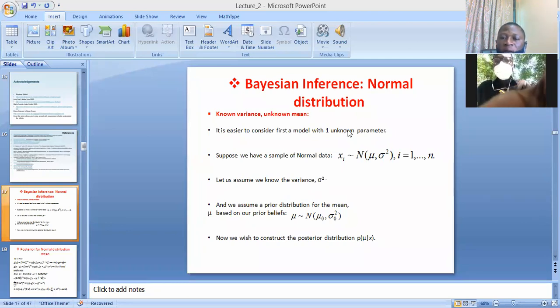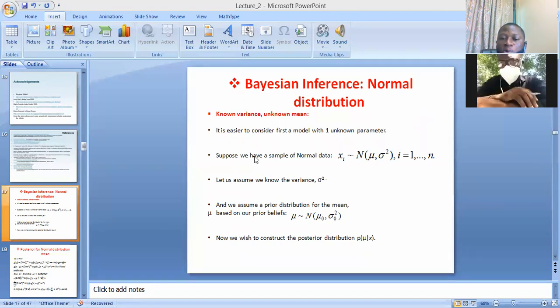Okay, sir, that's good. So we continue with Bayesian inference, and we are going to look at how we do that under normal distribution. So here we assume that the variance is known. So what is unknown is the mean. So we consider a model with only one unknown parameter. We shall look at situations where we will consider models with more than one parameter.